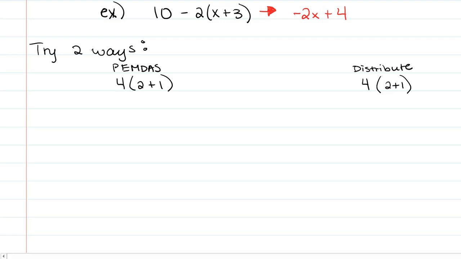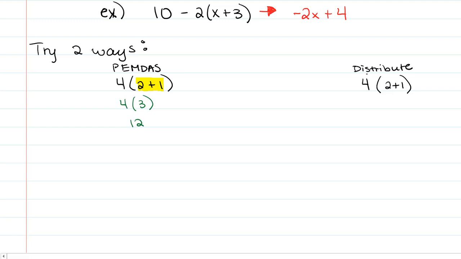Okay, so with PEMDAS, I'm going to start with operations inside groups. So 2 plus 1 is 3, and then do our multiplication. 4 times 3 is 12. So I've done enough math that I know that this is correct. And if I distribute, I should get the same thing if the distributive property really works. So let's check it out.